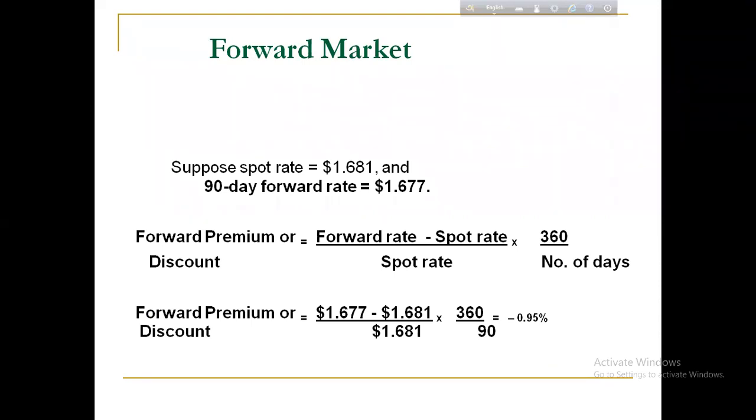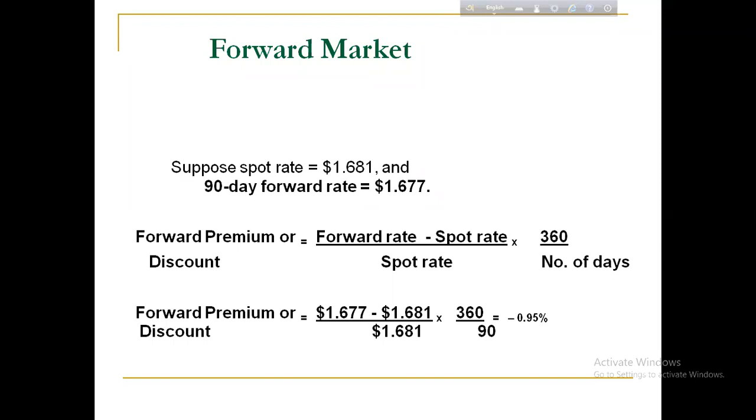First of all, you can see that the spot rate is $1.681 and the 90-day forward rate is $1.677. The forward premium or discount is the forward rate minus the spot rate, divided by the spot rate, times 360 divided by the number of days. Here the forward rate is $1.677 minus the spot rate of $1.681, divided by $1.681, times 360.